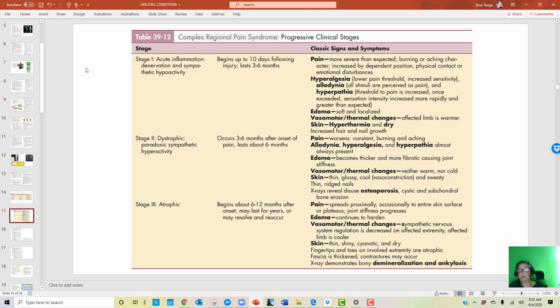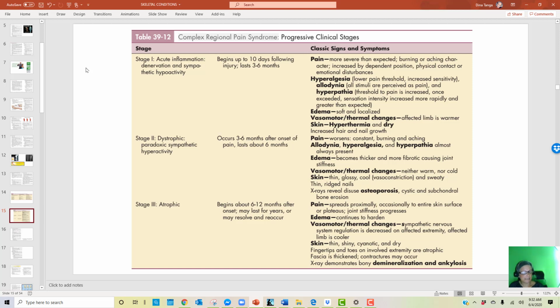And hyperpathia, threshold to pain is increased. Once exceeded, sensation intensity increases more rapidly and greater than expected. Edema, soft and localized. Vasomotor thermal changes, affected limb is warmer. Skin hyperthermia and dry. Increased hair and nail growth.